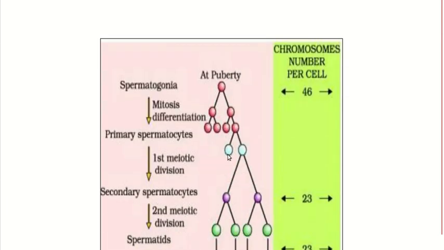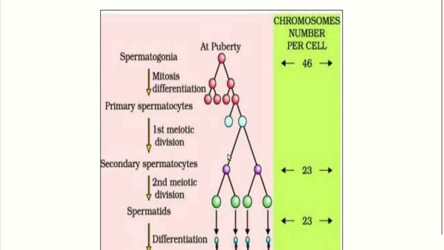So spermatogenesis, they have asked last year, with a diagram you have to explain it. It's a very simple diagram. So spermatogonia at puberty, mitosis and differentiation take place. There is growth of the primary spermatocytes. They undergo first meiotic division to form secondary spermatocytes. They undergo second meiotic division to form spermatids.